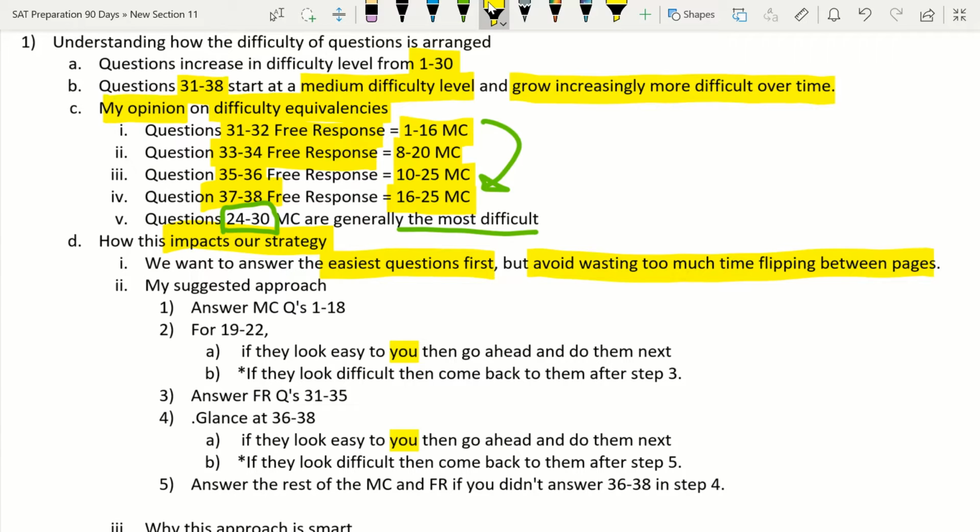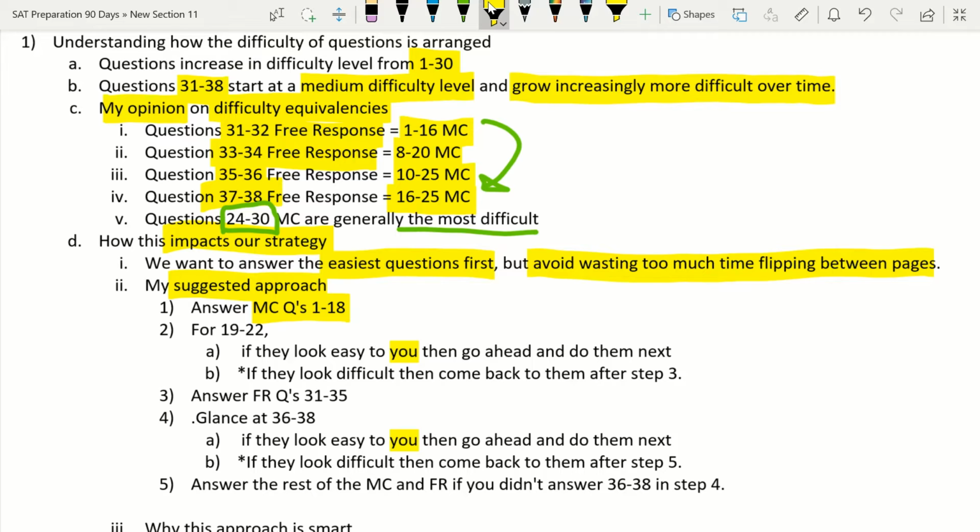Okay, so what is my suggested approach? Well, this is my recommendation for how you should pace yourself on the SAT Math with Calculator section, in my opinion. The first thing that I would do is answer multiple choice questions 1 through 18. The reason I recommend this is that those questions tend not to be too difficult. They tend to go from a very, very easy difficulty to a fairly moderate difficulty, increasing from easy to moderate.